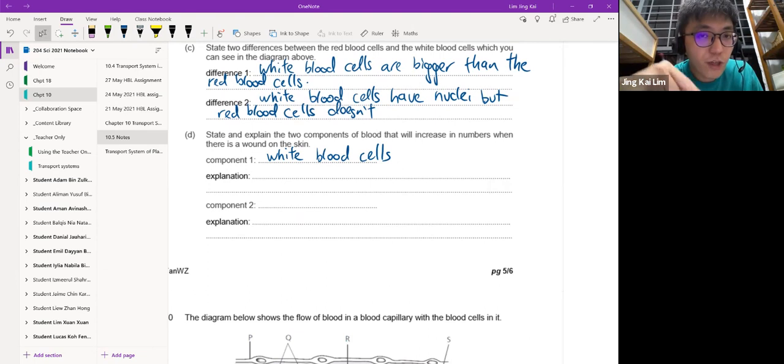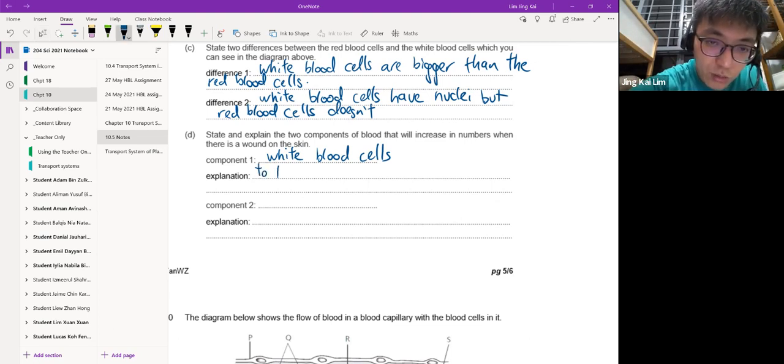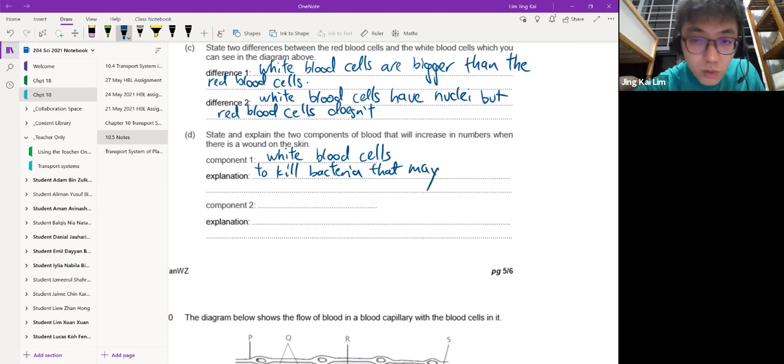White blood cells fight off infection, bacteria, viruses. So when you have a cut, a wound, bacteria and viruses are going to enter. So white blood cells definitely need to increase to fight off bacteria, to kill bacteria that may enter the body. So logical? Yeah.